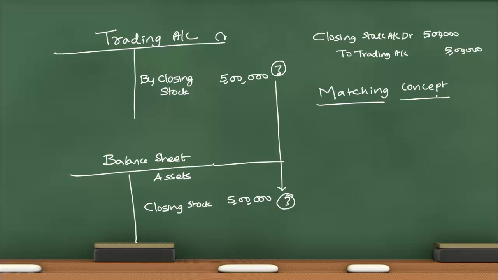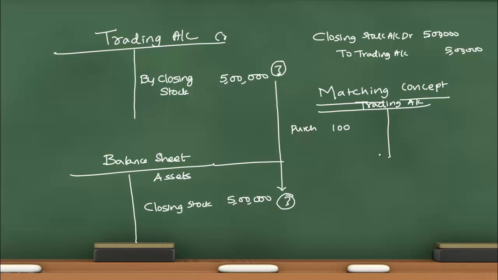What does it have to do with the closing stock? Students, listen carefully. I'll give you a simple example. A company has purchased goods for 100 rupees. So it's purchases. I'm preparing a small trading account now.